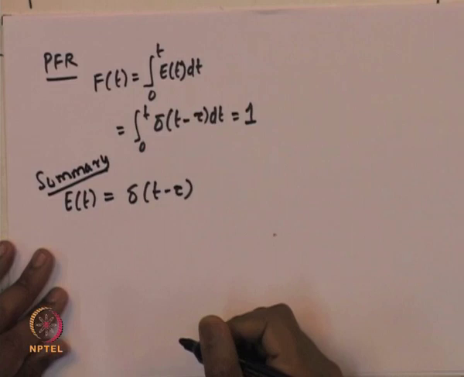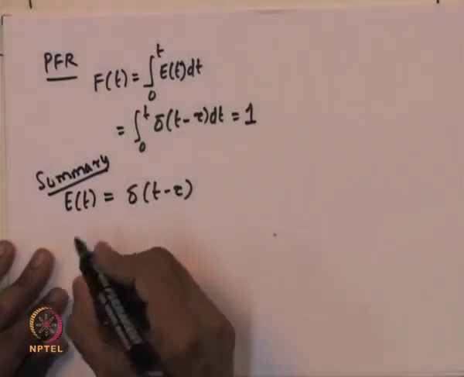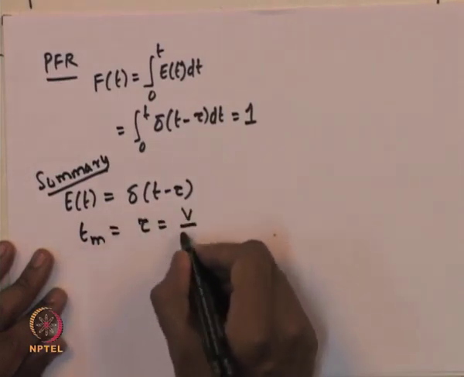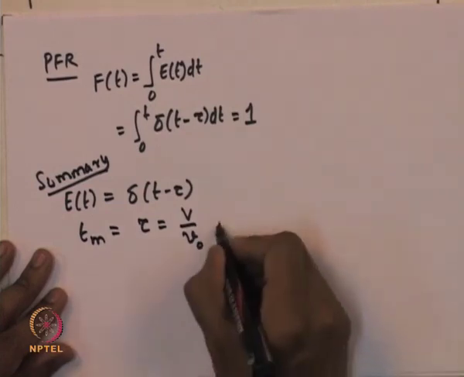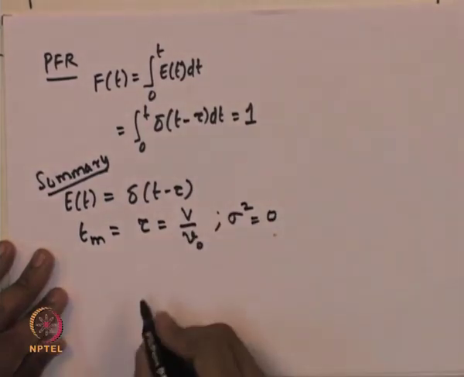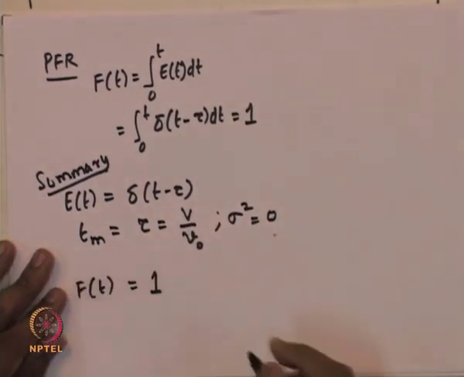So, that is the summary for the plug flow reactor, where the residence time distribution function is given by delta of t minus tau, and the mean residence time is equal to the space time of the reactor, which is the volume divided by the volumetric flow rate. The sigma square, the variance, is 0, and the F of t is equal to 1.